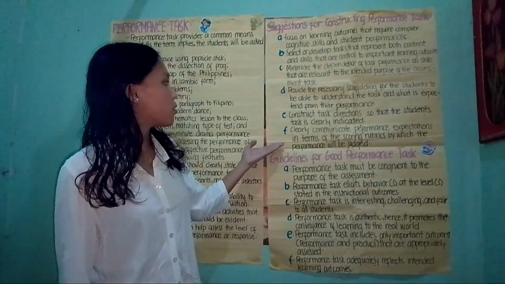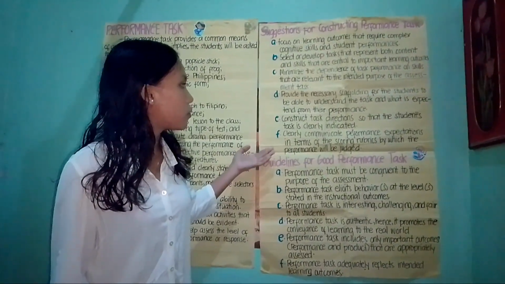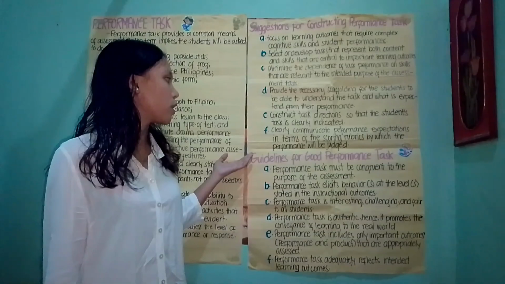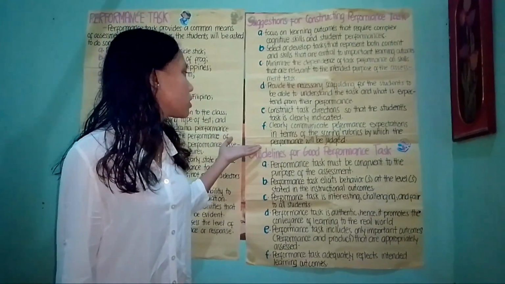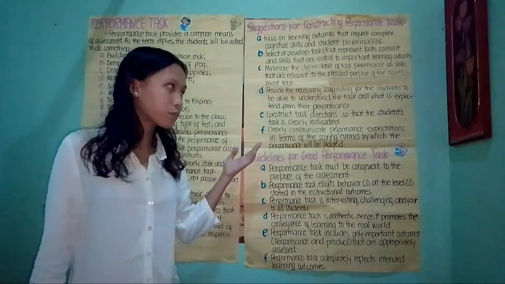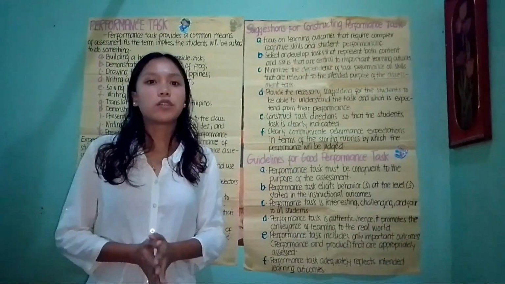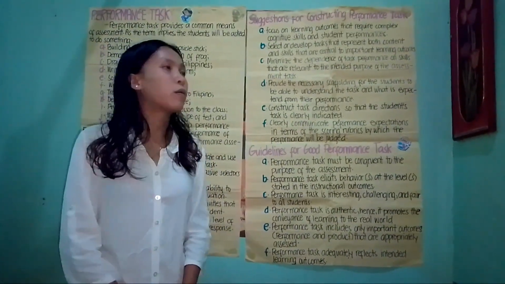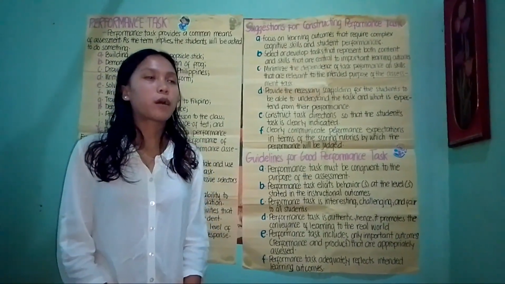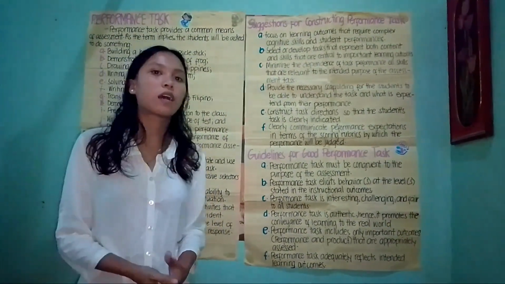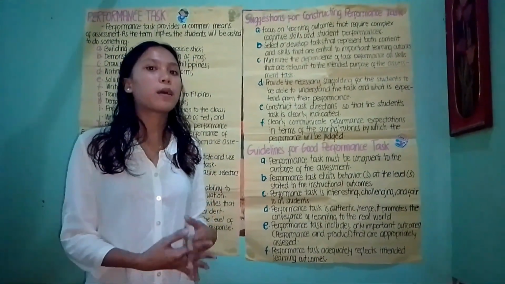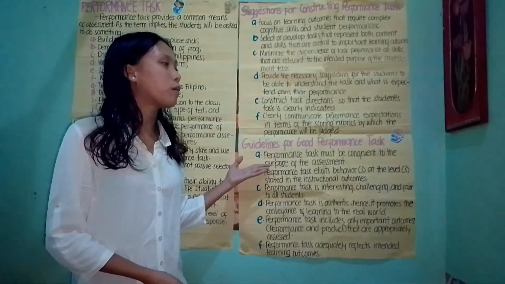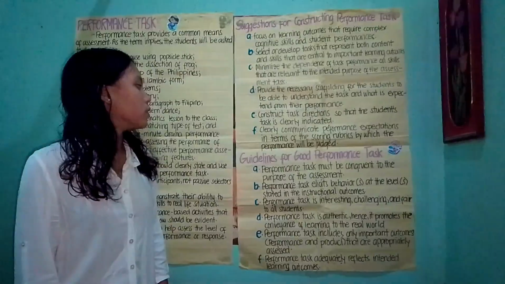And the letter F is clearly communicate performance expectations in terms of the scoring rubrics by which the performance will be judged. So, naa man gud tay rubrics kung maghimo ta og mga performance. Dili man jud mawala ning rubrics para guide sa mga estudyante kung unsa ang naa sa rubrics is ma-apply nila sa ilahang mga task nga buhaton. Kung sa rubrics mag-base sa ilahang mga score.